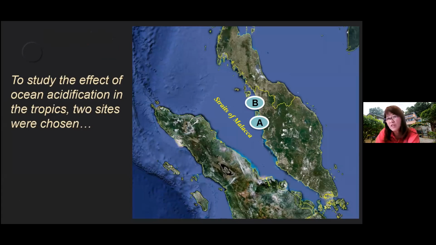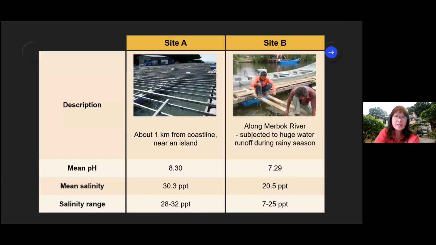The focus area is the Straits of Malacca, where there are 2 sites, Site A and Site B. These are the descriptions of both sites. Site A is about 1 kilometer from the coastline near an island. That means it's quite a distance away from freshwater influence. It has a mean pH of 8.3 on average, and the salinity is 30.3 parts per thousand, ranging from 28 to 32 parts per thousand. That means even heavy rain would not bring down the salinity in this area.